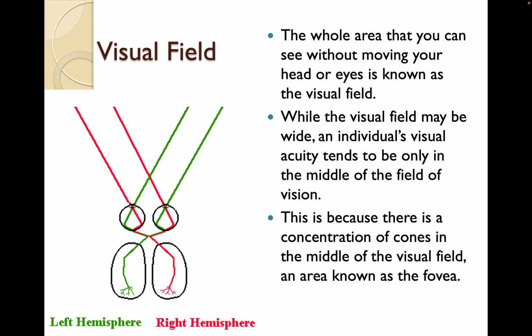The whole area that you can see without moving your head or eyes is known as the visual field. While the visual field may be wide, an individual's visual acuity tends to be only in the middle of the field of vision, and that's known as your fovea. That's where all your cones are, in the fovea. Your visual field is about 180 degrees.